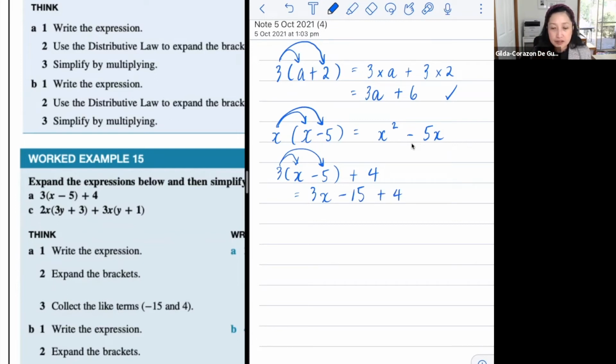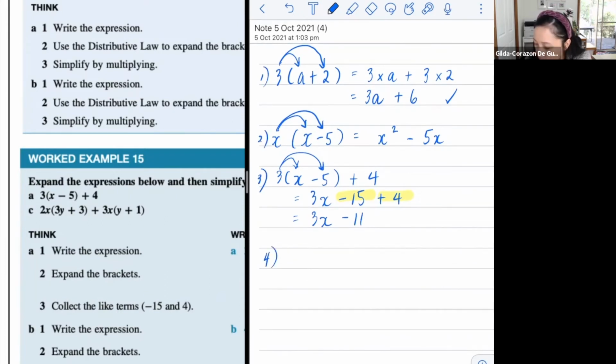You just add the 4 after, right? Now notice that I've got 3 terms here, and I would be able to add or combine the negative 15 and the plus 4, right? Because they are both constants. And when we have negative 15 or minus 15 and we add that to 4, what do we get? When we have 3x minus 15 plus 4, that becomes minus 11, because negative 15 plus 4 is negative 11. And therefore, that becomes minus 11.